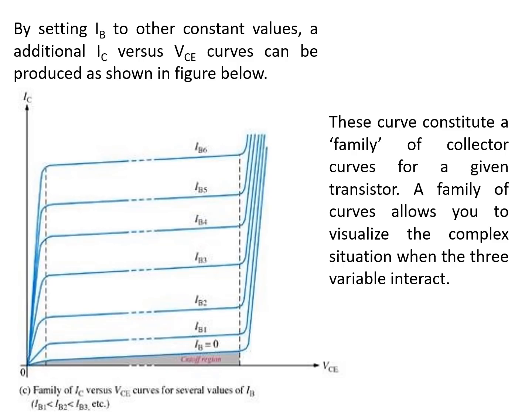By setting IB to a constant value, additional IC versus VCE curves can be produced as shown in the figure below. These constitute a family of collector curves for a given transistor. A family of curves allows you to visualize the complex situation when the three variables interact: VCE, IB, and IC.